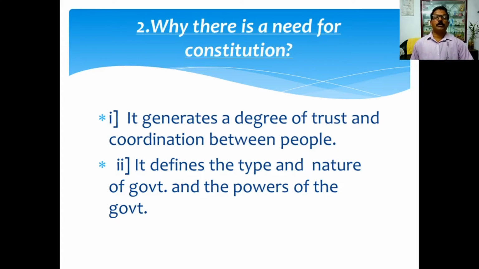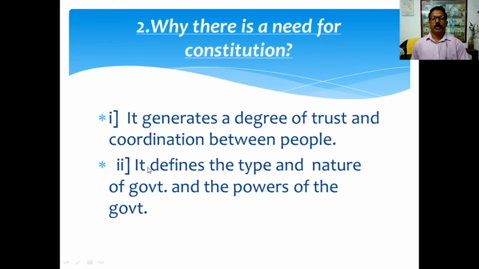We know that for a country to be called a nation, it should have four basic requirements. A country should have a population, a territory, a government, and all countries are supposed to have a constitution of their own. So, constitution is an important ingredient of a nation. First point, it generates a degree of trust and coordination between people.